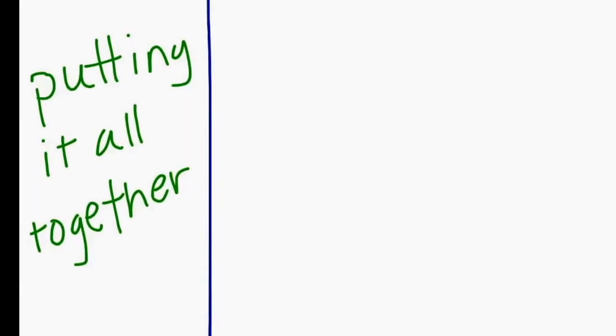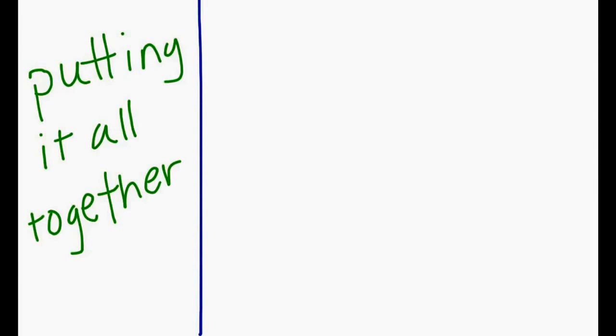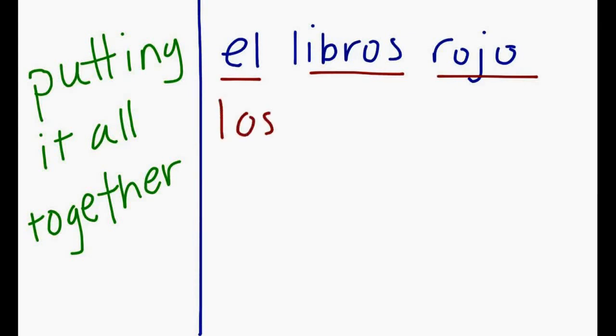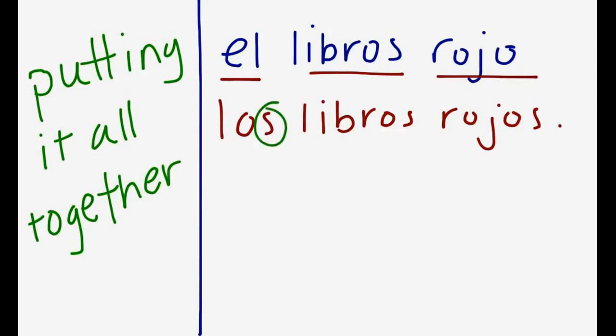Okay, putting it all together, everything needs to match when you're doing it. You couldn't say, and maybe you can think about why this is wrong, you couldn't say el libros rojo. So to say the red books, I wouldn't say el libros rojo. Every step along the way has to match. So if it's plural, it all has to be plural. We would say los libros rojos. So even the adjective at the end has to have that same matching bit.